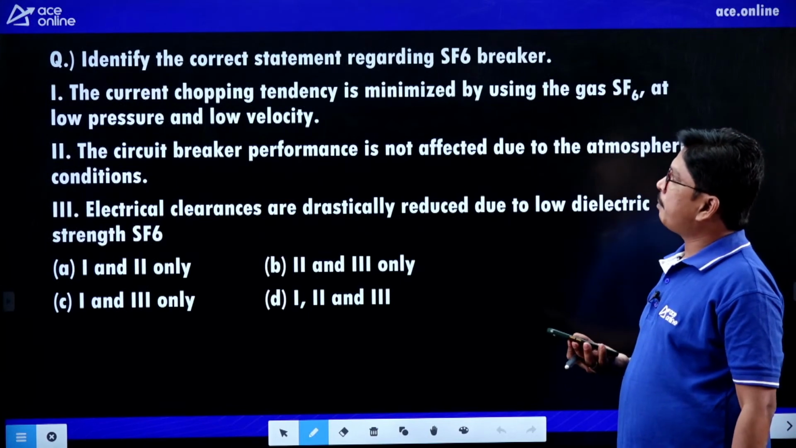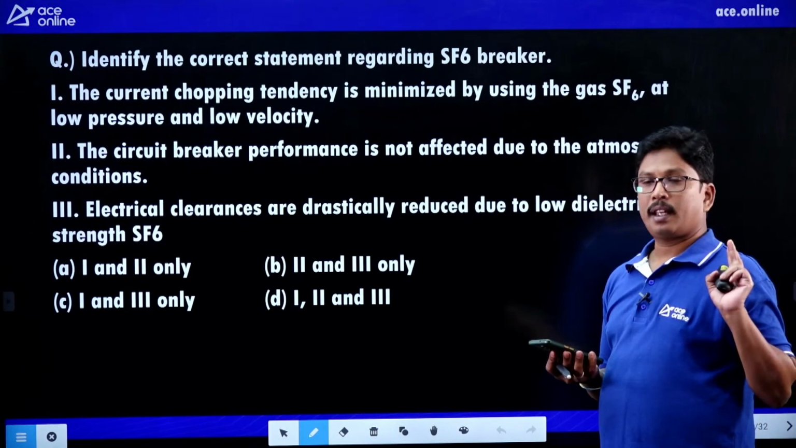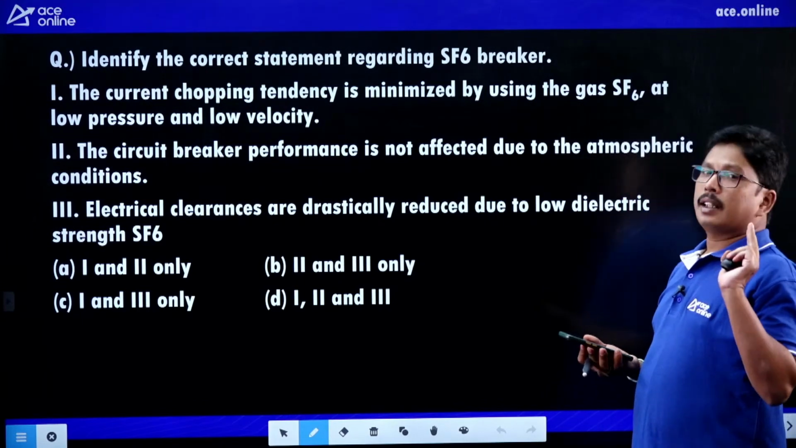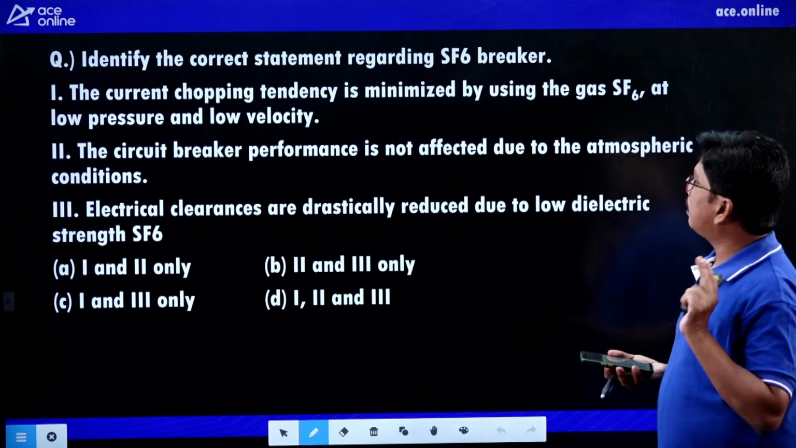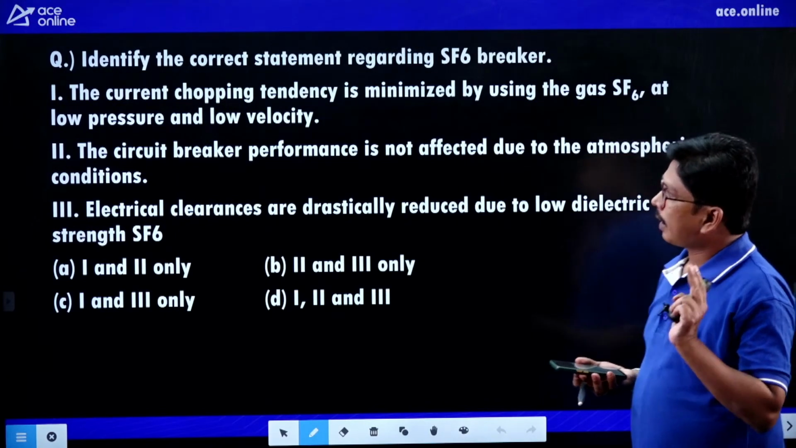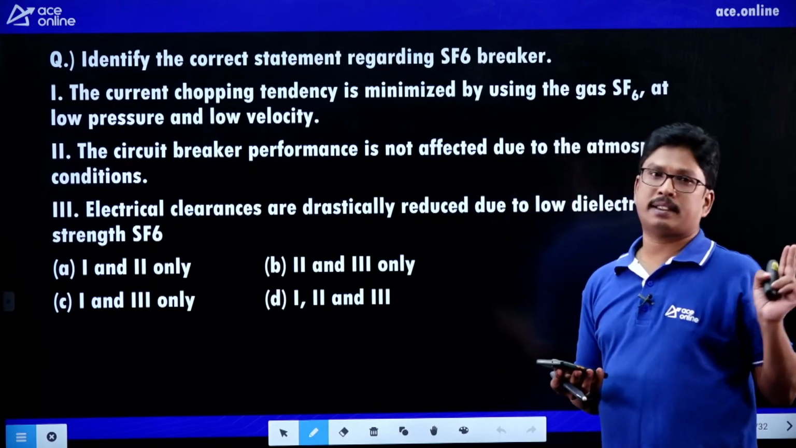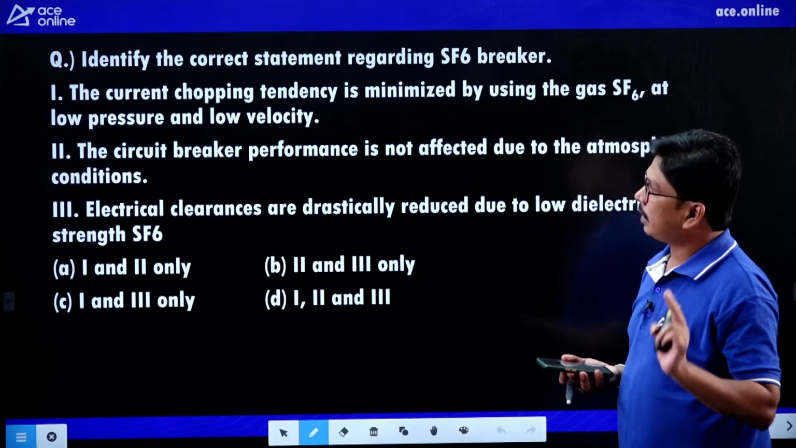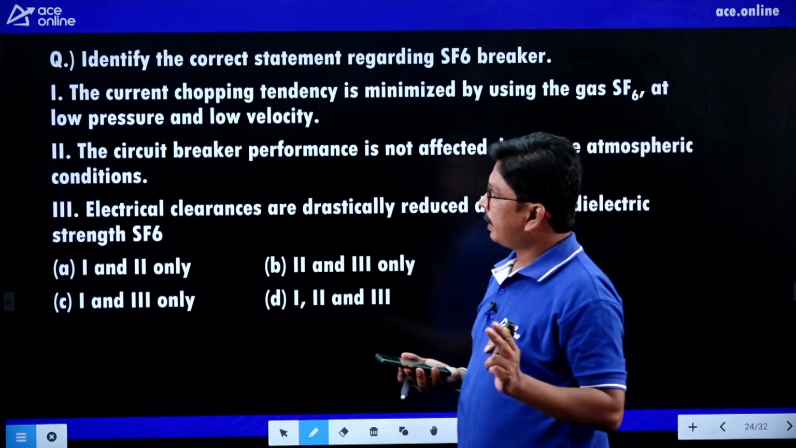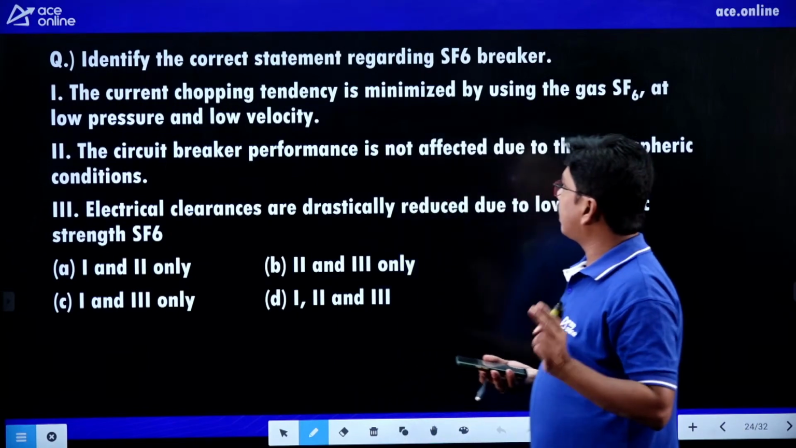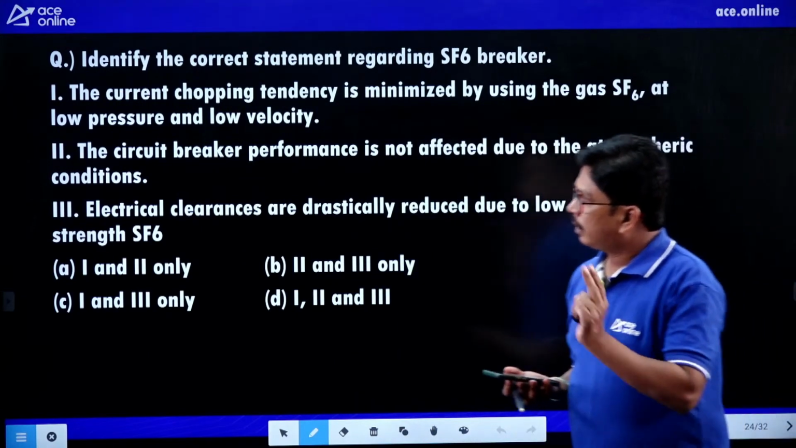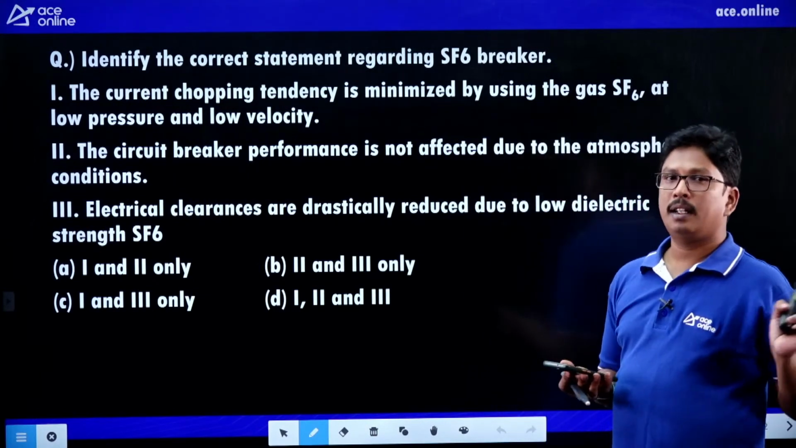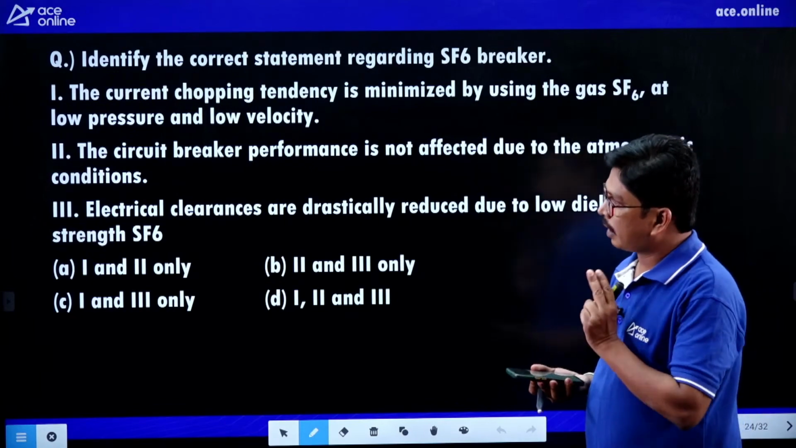Identify the correct statement regarding the SF6 circuit breaker. First one: the current chopping tendency is minimized by using the gas SF6 at low pressure and low velocity. Yes, perfect statement. Second one: the circuit breaker performance is not affected by the atmospheric conditions. Right? The second statement is also perfect.